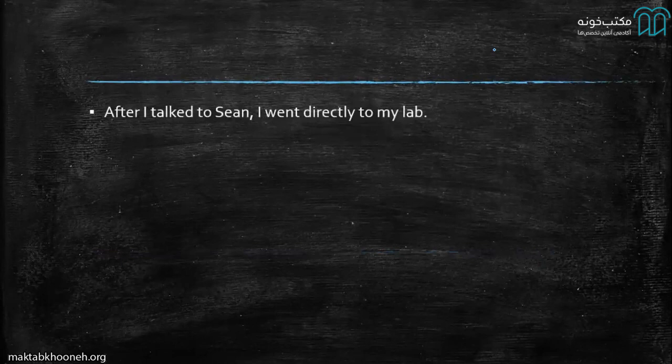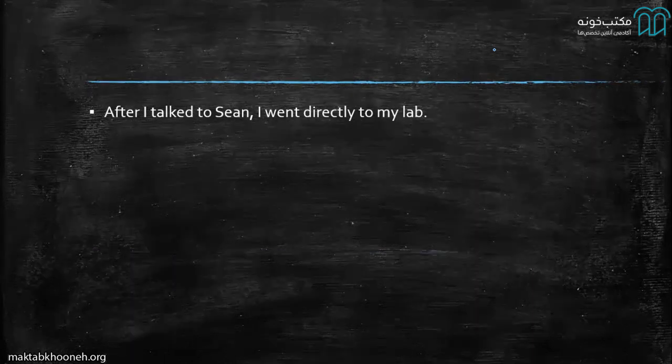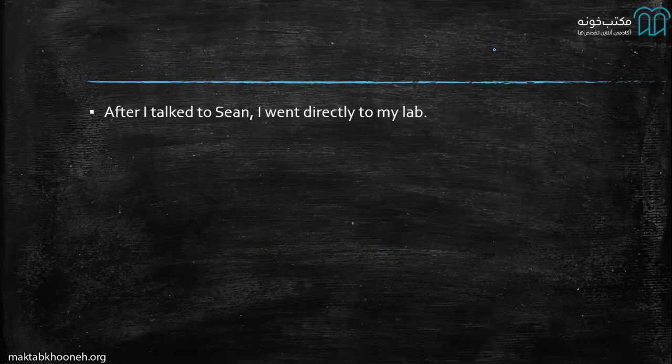The sentence reads, "After I talked to Sean, I went directly to my lab." So there are two actions here, and we're talking about the past. So the sentence is about the past. This whole grammar is about the past, actually. So pay very close attention to that part.